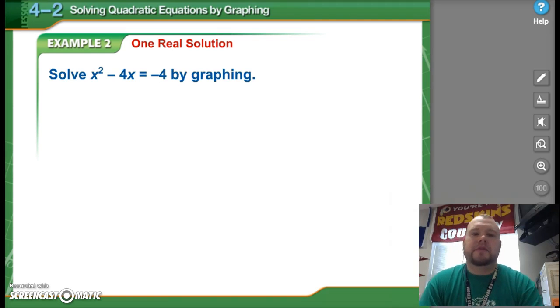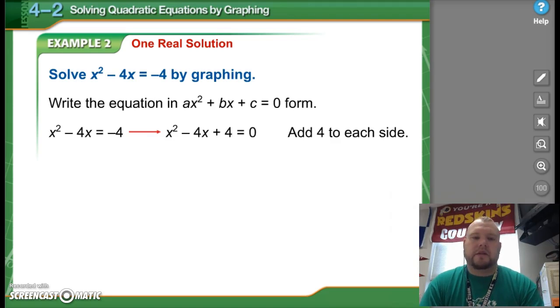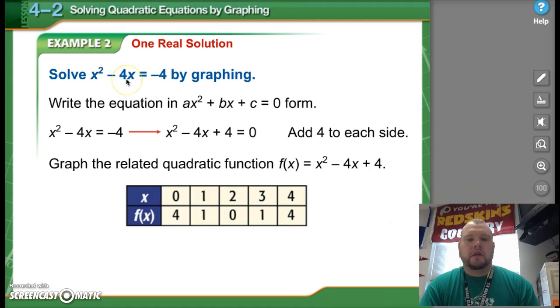All right, example 2 is going to be an example where we only have one real solution. We need to solve x squared minus 4x equals negative 4 by graphing. So the first thing we're going to do here is take the negative 4 that's on the right side of the equation and bring it over to the left side. The way we do that, obviously, we just add 4 to each side, and then we end up with the equation x squared minus 4x plus 4 equals 0, or equals f of x, or equals y.